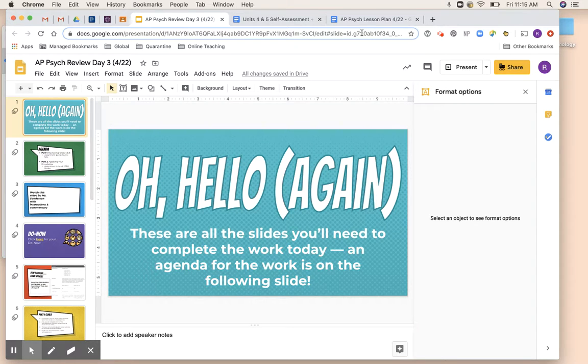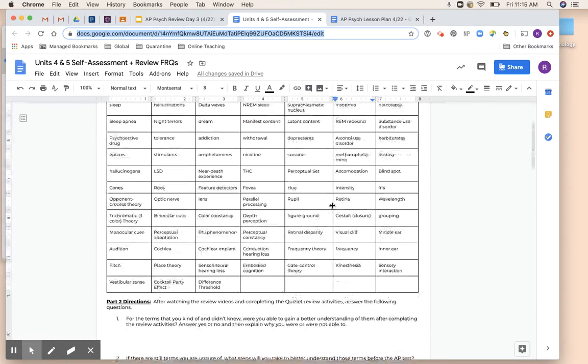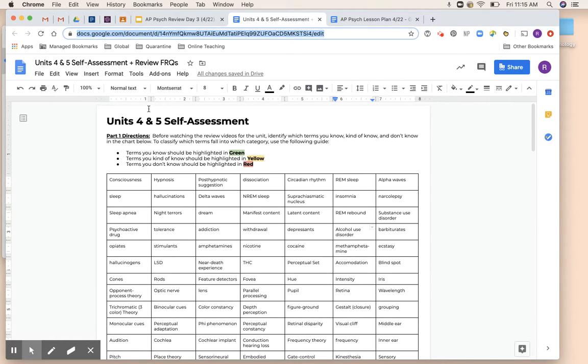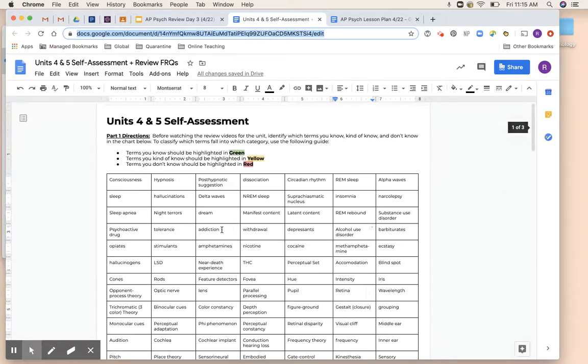So you will open up your slides just as you have been doing, and then additionally in Google Classroom, you'll see there is an assignment. It's very similar to last week's assignment. However, I added in a component. I added in a self-assessment as well, which you'll be completing before you do the review FRQs.